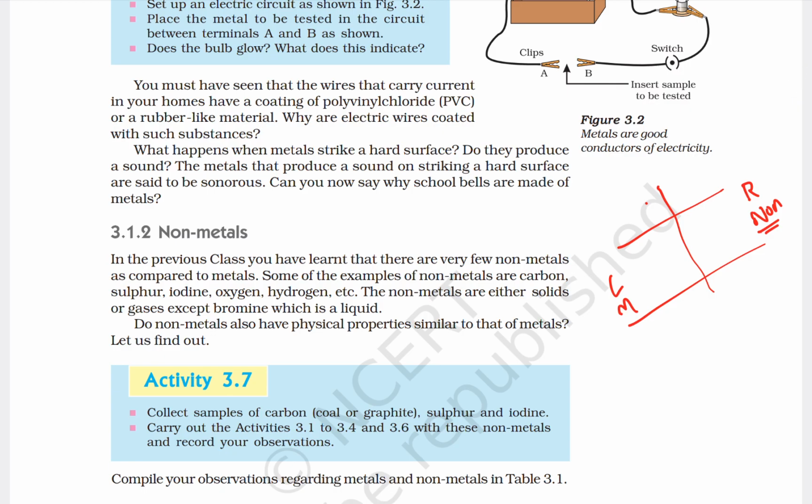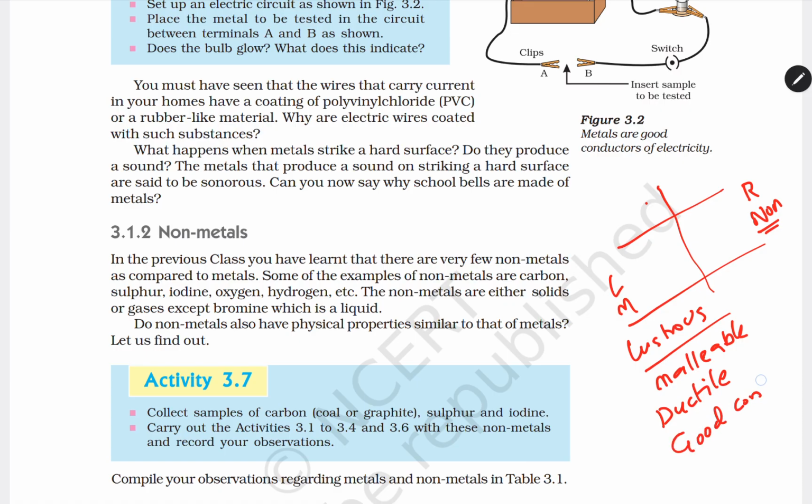Now, the physical properties of metals that we observed: they are lustrous in nature. Lustrous means shiny in appearance. They are malleable. Malleable means they can be beaten into sheets. They are ductile in nature, that means they can be drawn into wires. They are good conductors of heat and electricity. And they are also sonorous, that means they produce a ringing sound when struck.